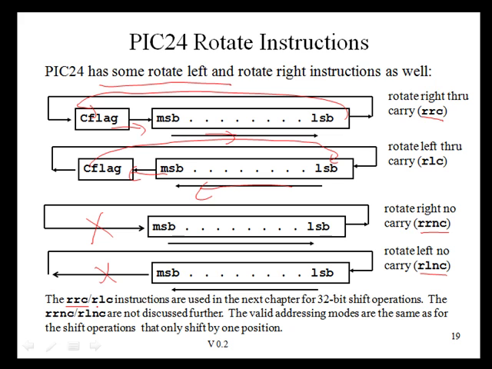The rotate right with carry and the rotate left with carry, these two instructions here, are used in the next chapter for 32-bit shift operations. The rotate right no carry and the rotate left no carry are not discussed any further. The valid addressing modes for these instructions are the same as for the shift operations that only shift by one position. There are no rotate instructions that shift by multiple positions with one instruction.